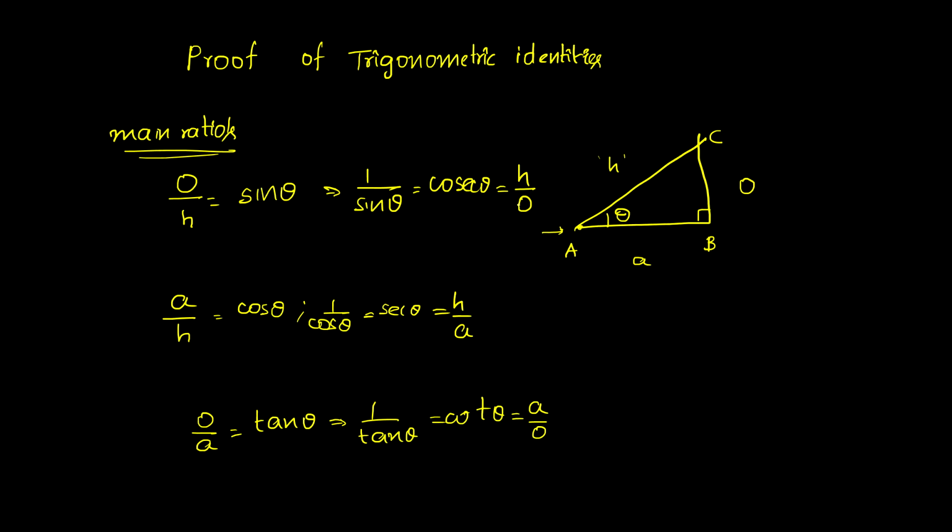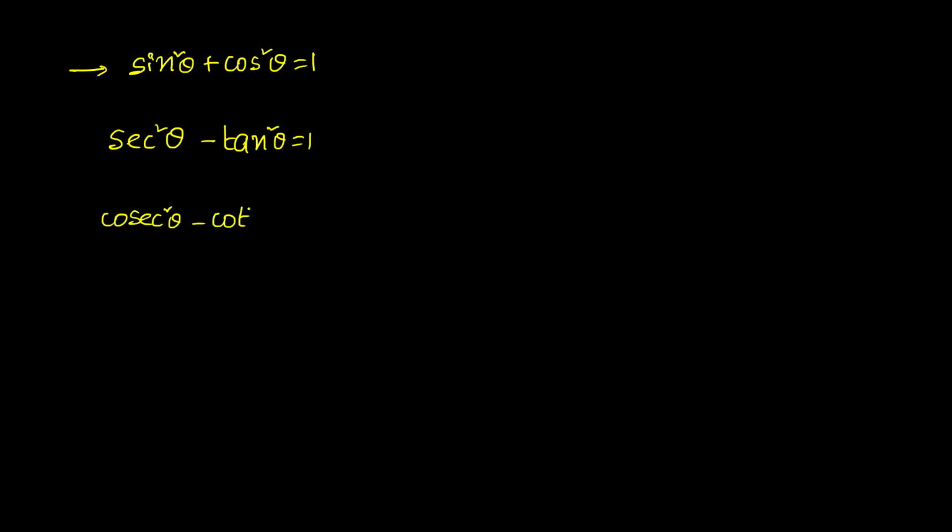Now we will start proving the trigonometric identities. In the beginning we have three identities, namely sin square theta plus cos square theta is equal to 1, secant square theta minus tan square theta is equal to 1, and cosecant square theta minus cot square theta is equal to 1. So let us take the first identity and prove it.